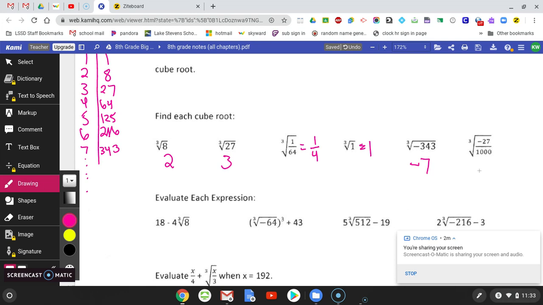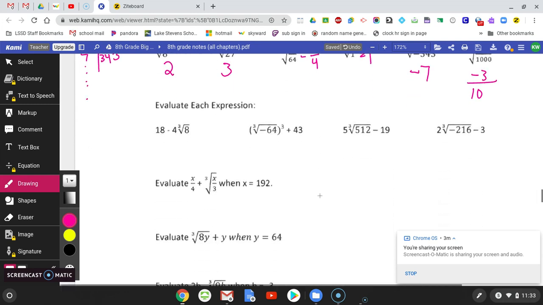And on this one, the cube root of negative 27 over 1,000, well, the cube root of 27 is 3, so that would make it a negative 3. And the cube root of 1,000, we didn't have our table extended all the way to it yet, but hopefully you did, would be 10. So it would be negative 3 over 10.